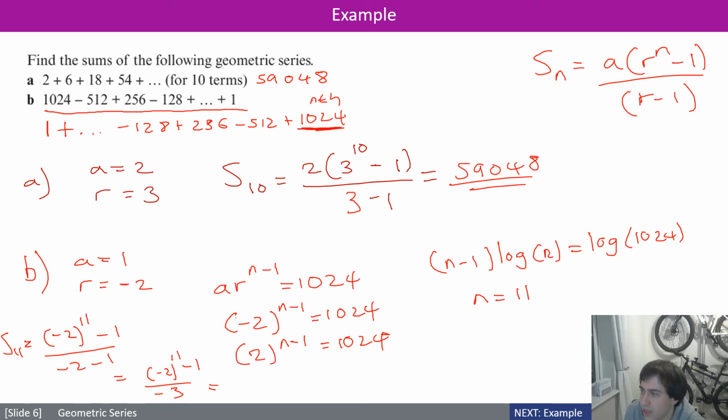I do that on the calculator. Minus 2 to the power of 11, minus 1. Divide by minus 3, and we've got the answer 683. Okay, so that's it, 59048 for the first and 683 for the second.